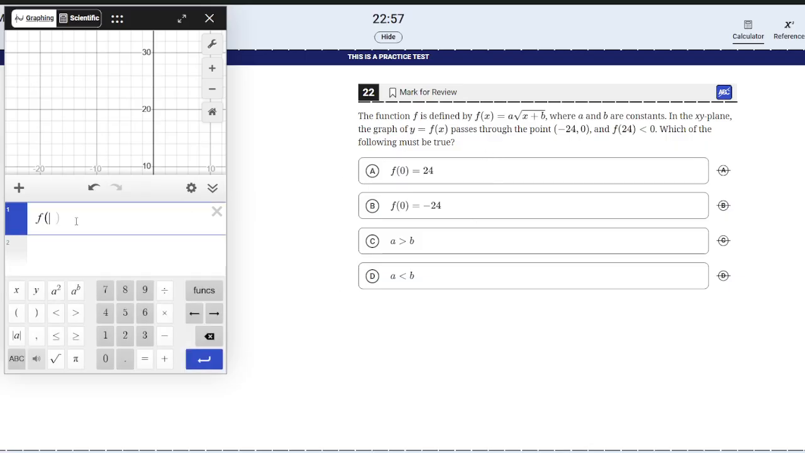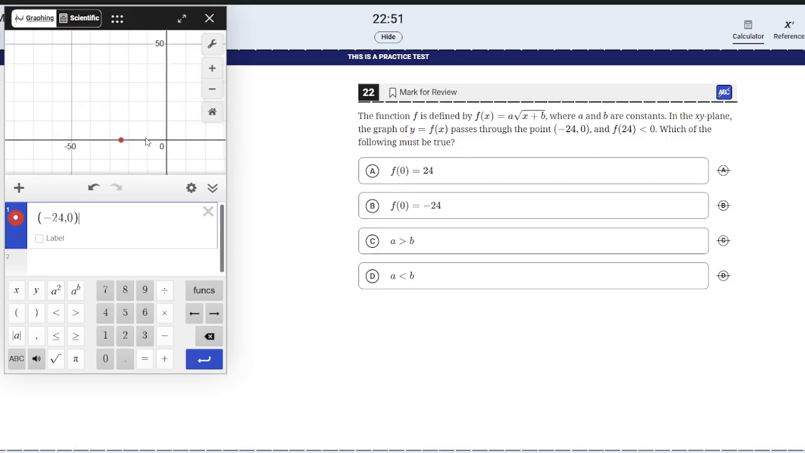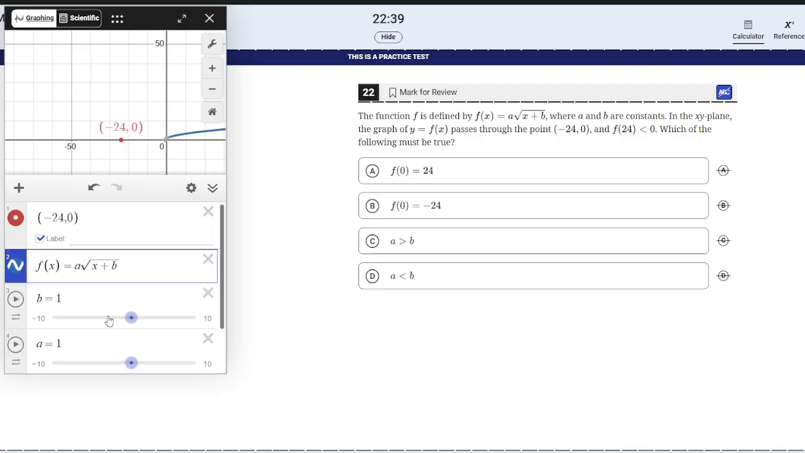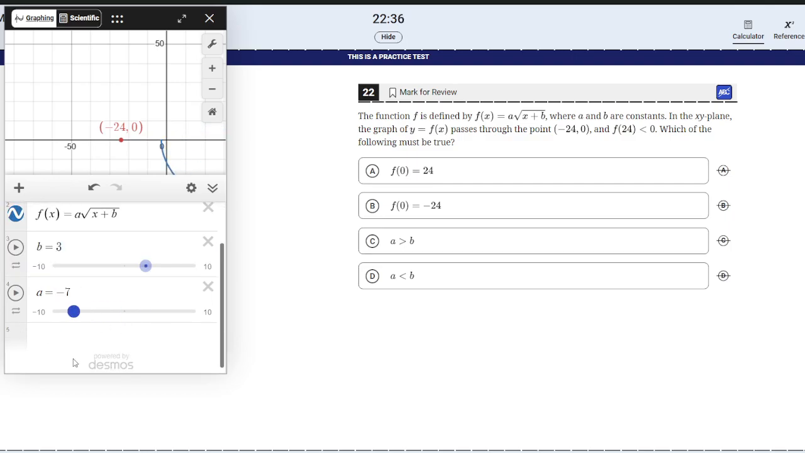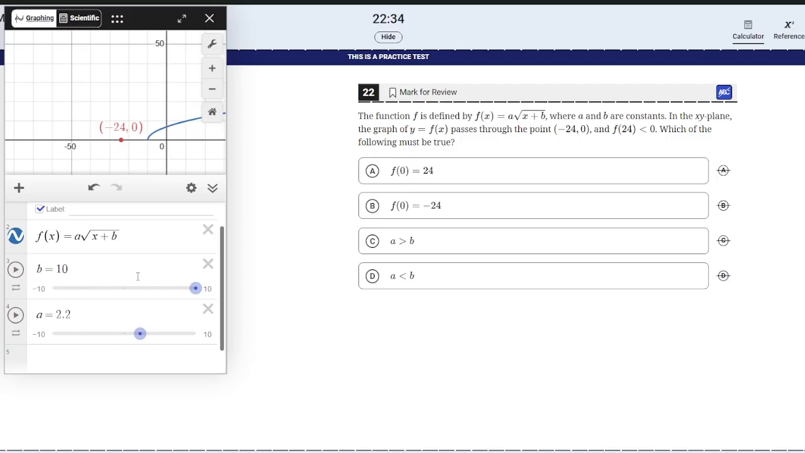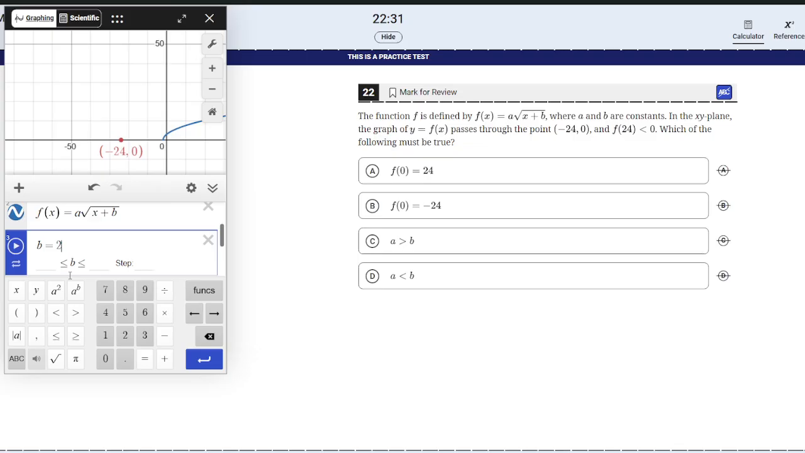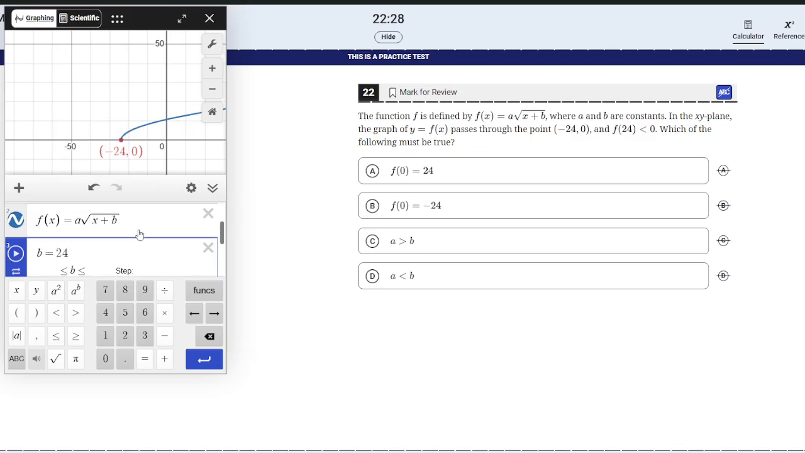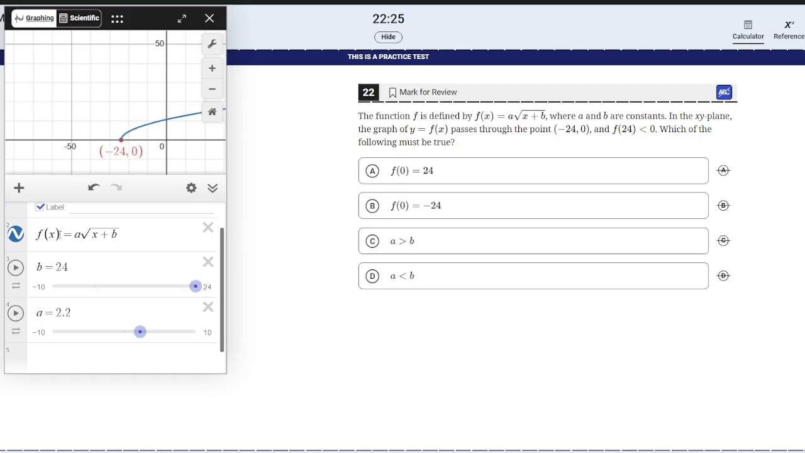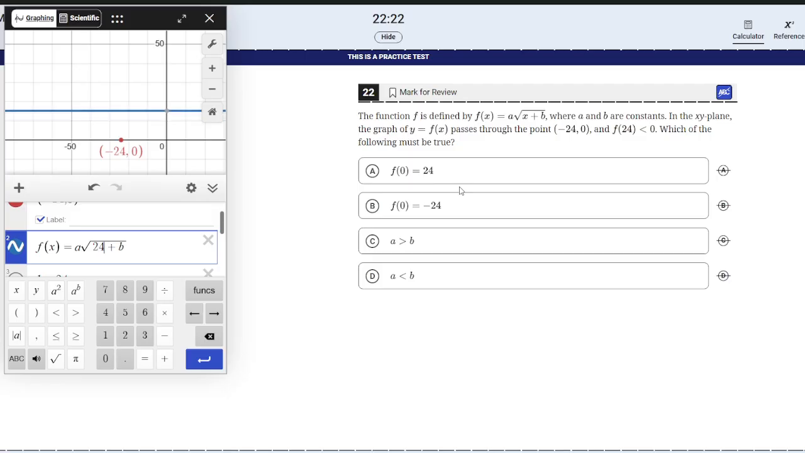Okay, so when we're doing f of 24, it has to cross to this point here, right? So let's just plug in, hold up, let's label this real quick, and let's just plug in f of x is equal to a square root of x plus b, and add a couple sliders. Okay, so we want to just go through that point. So you would have to shift this way then, right? 20, 24, right? And f of 24 would mean, let's say I put in 24, it would have to be less than 0, is what we're saying. So which of the following must be true?